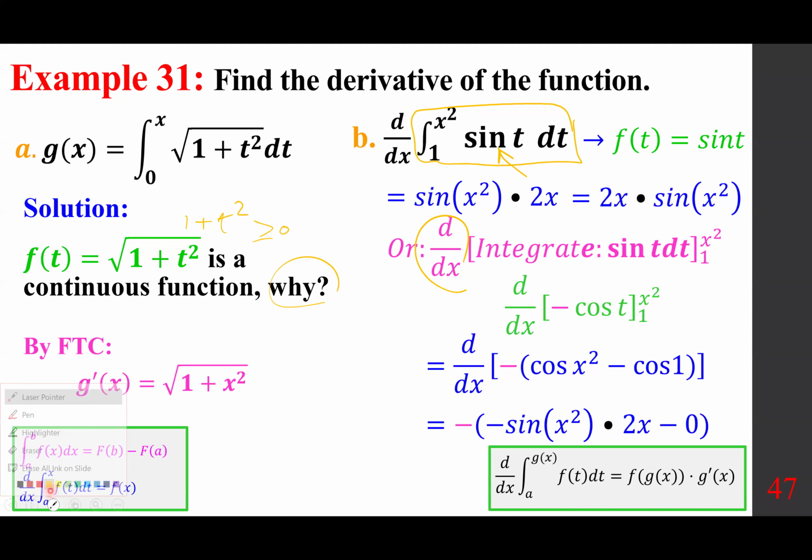So if you look at this one, negative times negative makes it positive. Sine x squared times 2x. That's exactly what we have here. So they are the same. So I hope everybody can see what's going on here. It's very straightforward. I wanted to show you that even if you actually work it out and then apply the derivative at the end, it works.